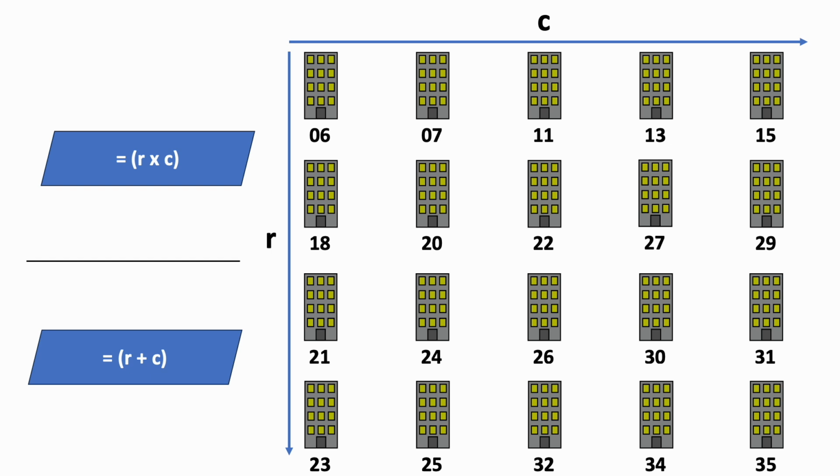In order for you to understand how optimized this solution is, I'm going to give you some numbers. Just imagine there are 100 rows and 100 columns. With the old approach it will be 10,000. With the new approach it will be 200. You see the difference? Okay.